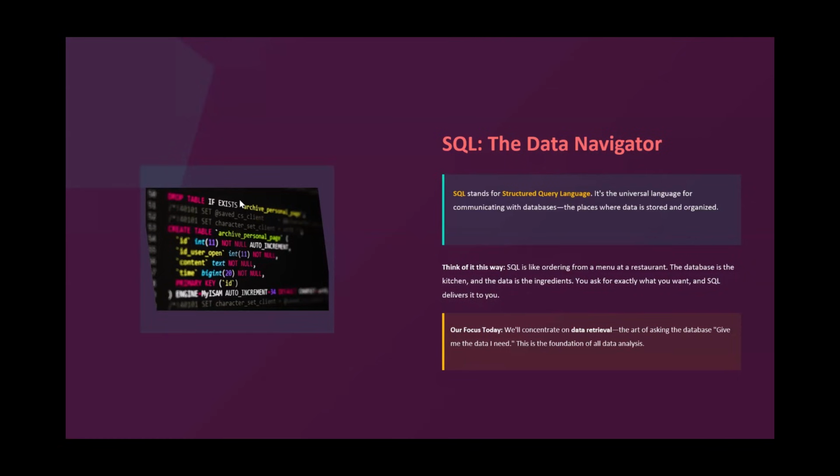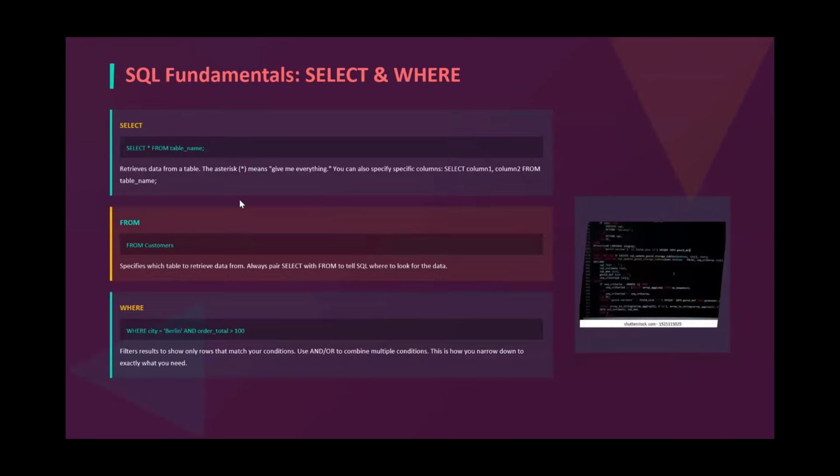So are you ready to learn your first few words in this new language? We're going to be looking at the two most fundamental concepts right now, the two most fundamental language commands, which are select and from. So the core of every single SQL query you will ever write boils down to two words, and they are select and from.